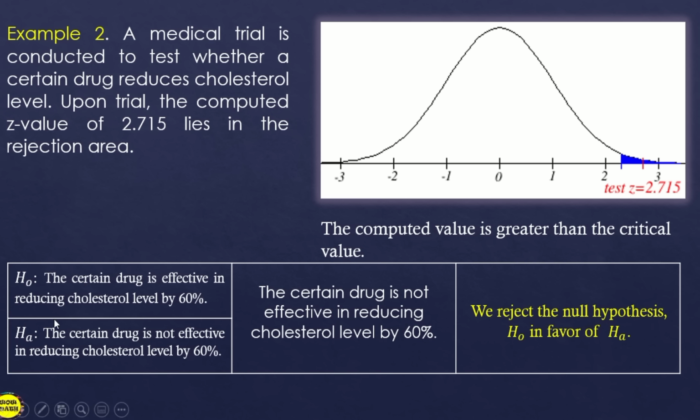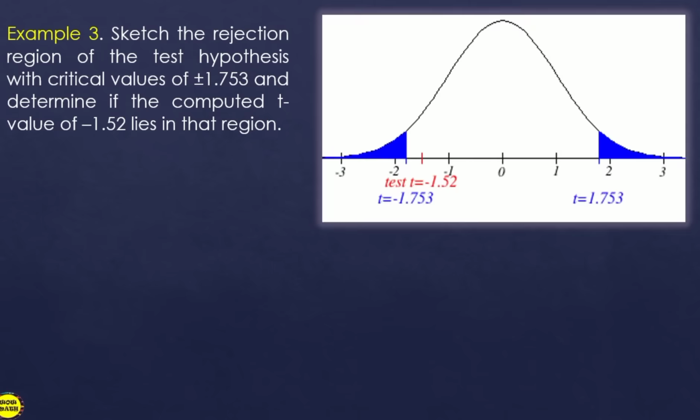So, i-reject natin yung null hypothesis, ibig sabihin, accept the alternative hypothesis. So, anong ibig sabihin nun? The certain drug is not effective in reducing cholesterol level by 60%. So, tandaan nyo class, kapag yung computed value natin ay nasa loob ng rejection region, ibig sabihin yan, we reject the null hypothesis. Another example.